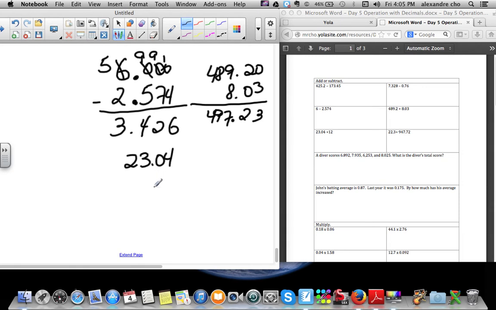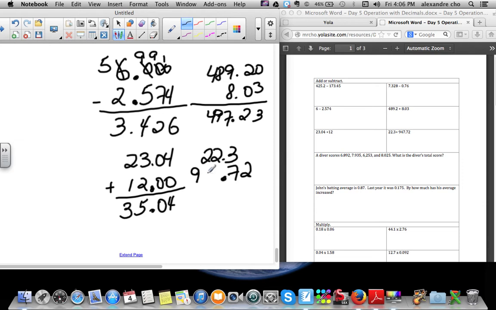Okay, again, the 12 doesn't have a decimal, so here's a decimal for 12. And it has no decimal place value, so we add 2 zeros here. Add, 40.53. Find the last one, 222.3 plus, let's see, a decimal over here, that becomes a 72, 947.